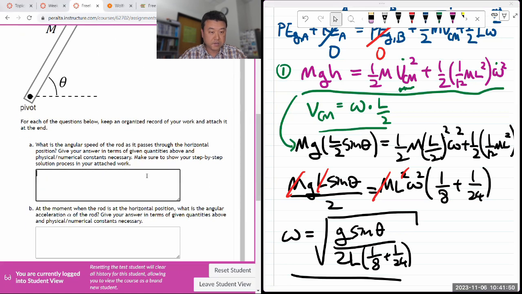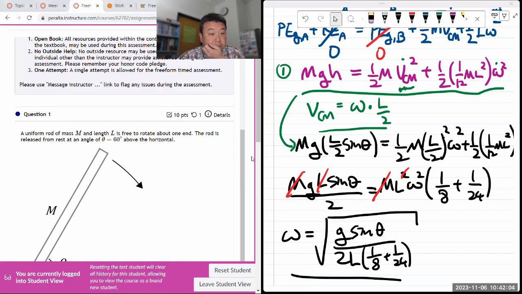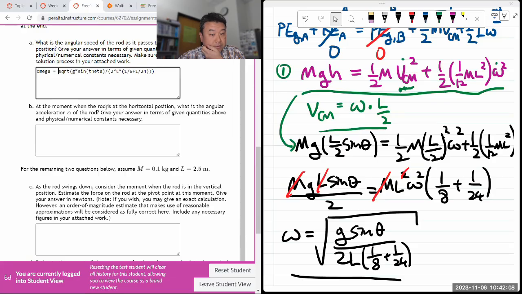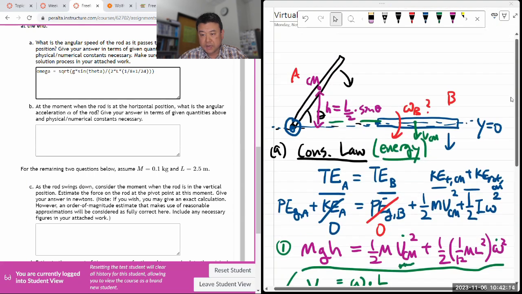I think I already used the 10 minutes. Omega is equal to the square root of g sine theta divided by 2 times L, times 1 over 8 plus 1 over 24. Yeah, 10 minutes. Okay. At the moment when the rod is in the horizontal position, what is the angular acceleration of the rod? It's actually an entirely different question.